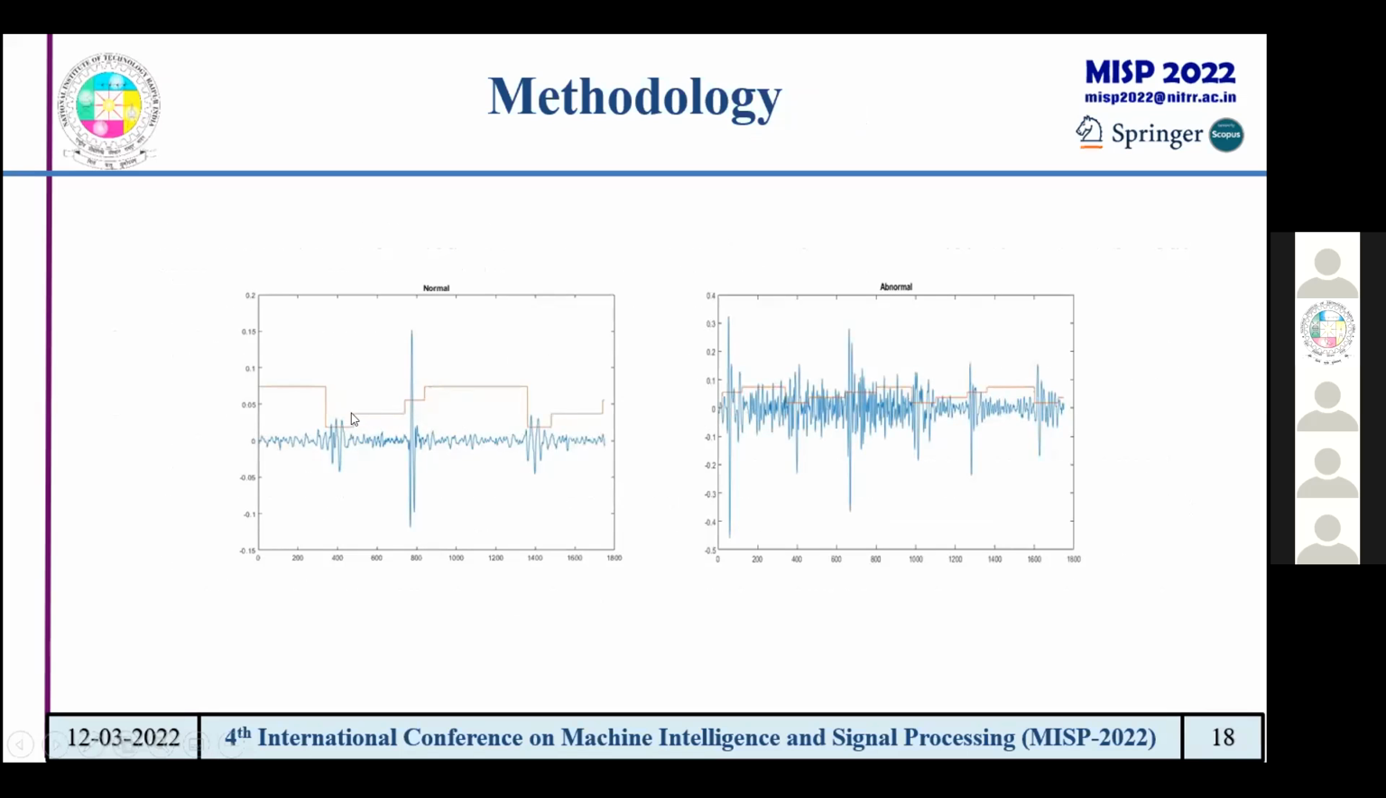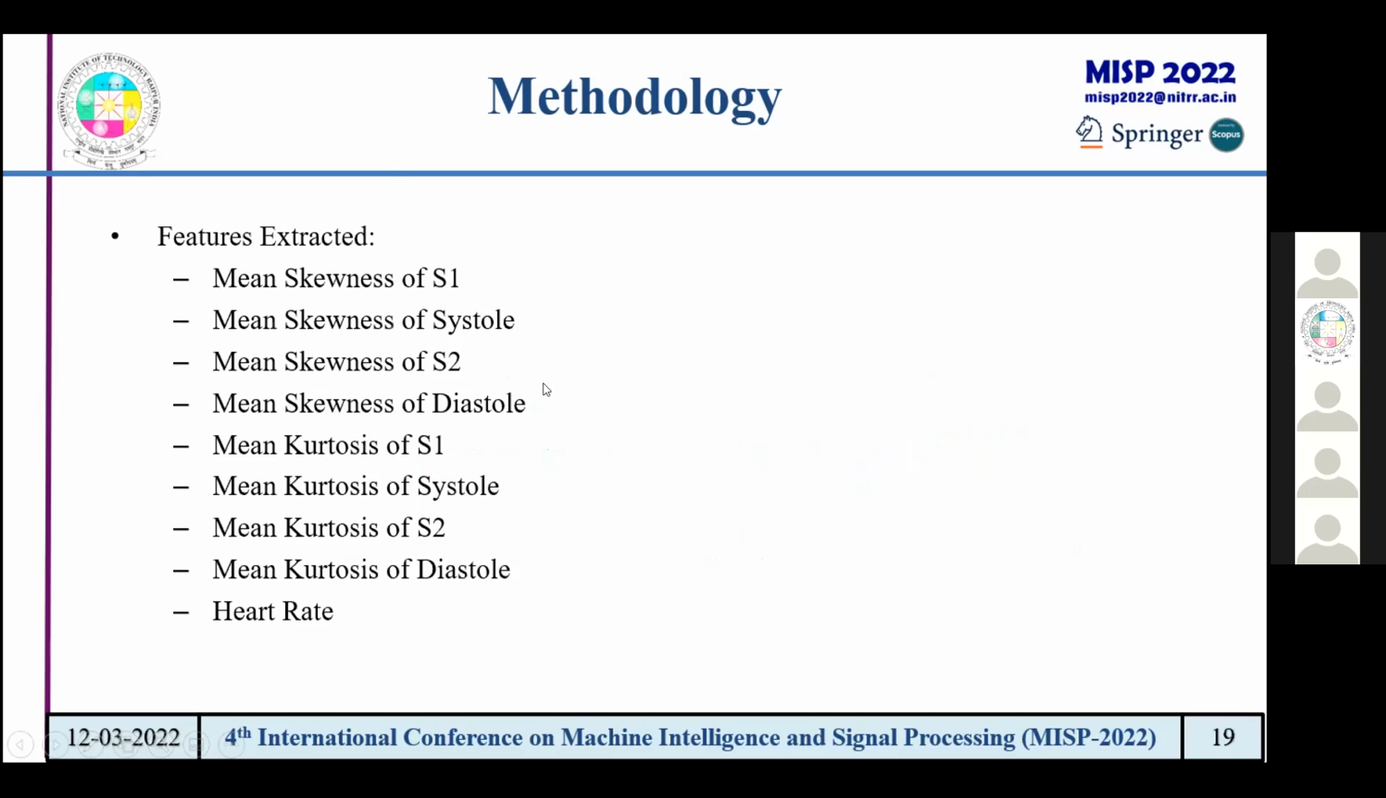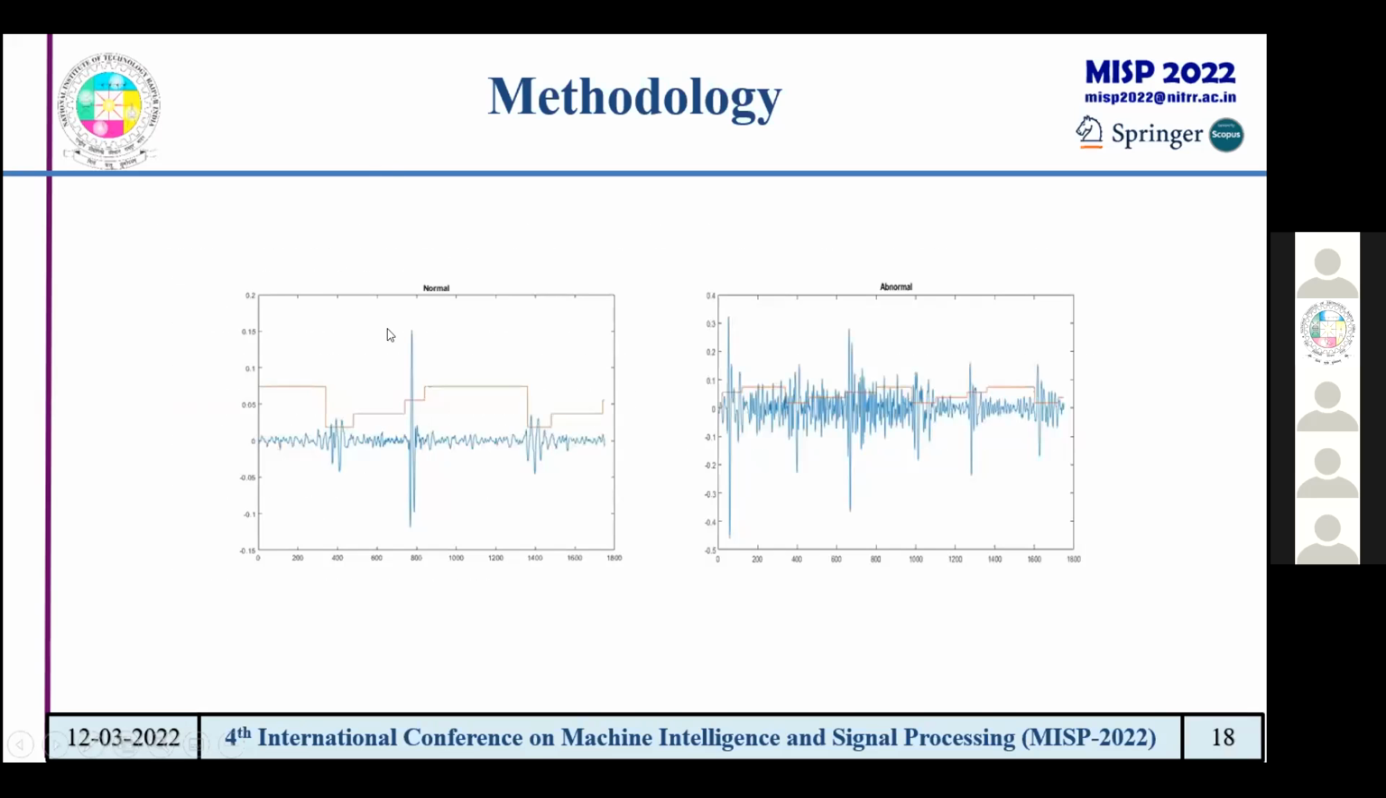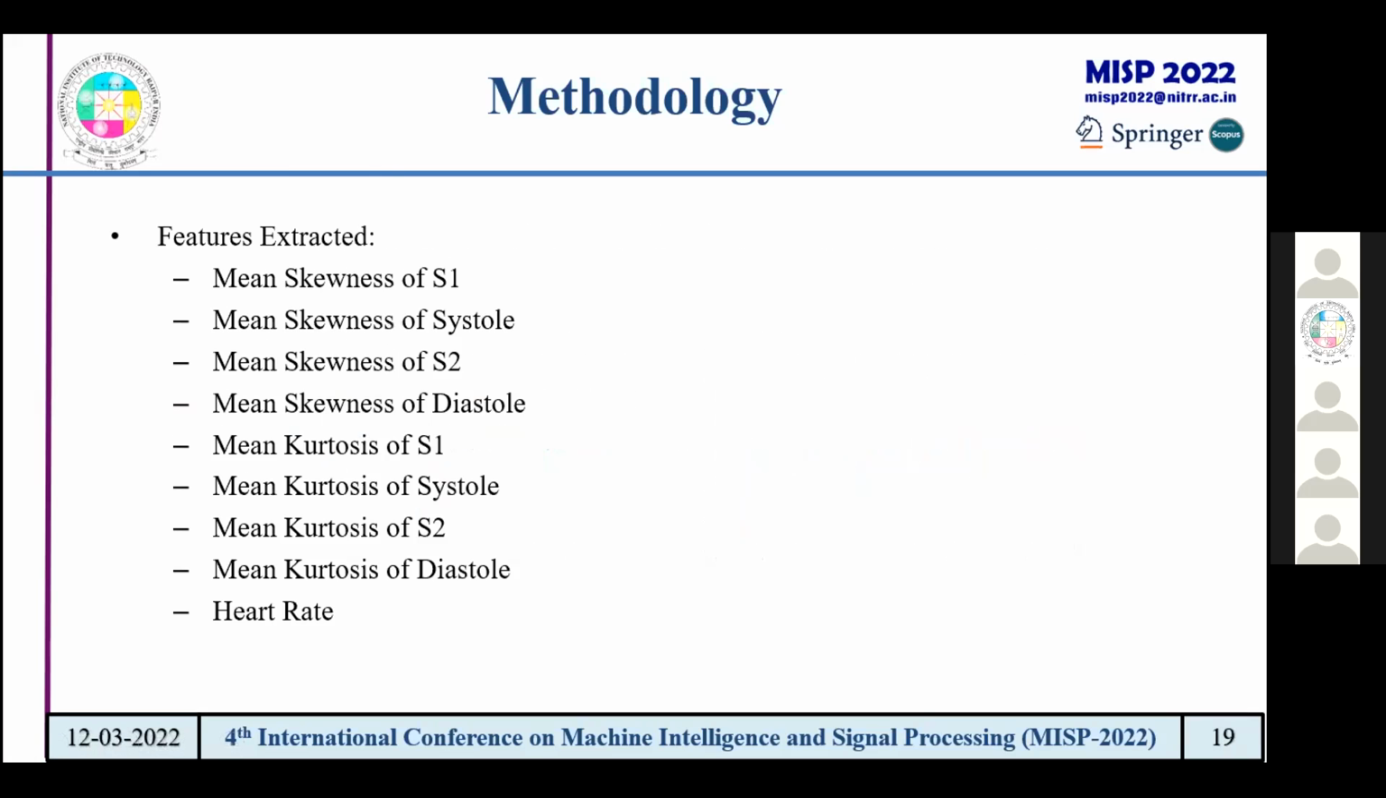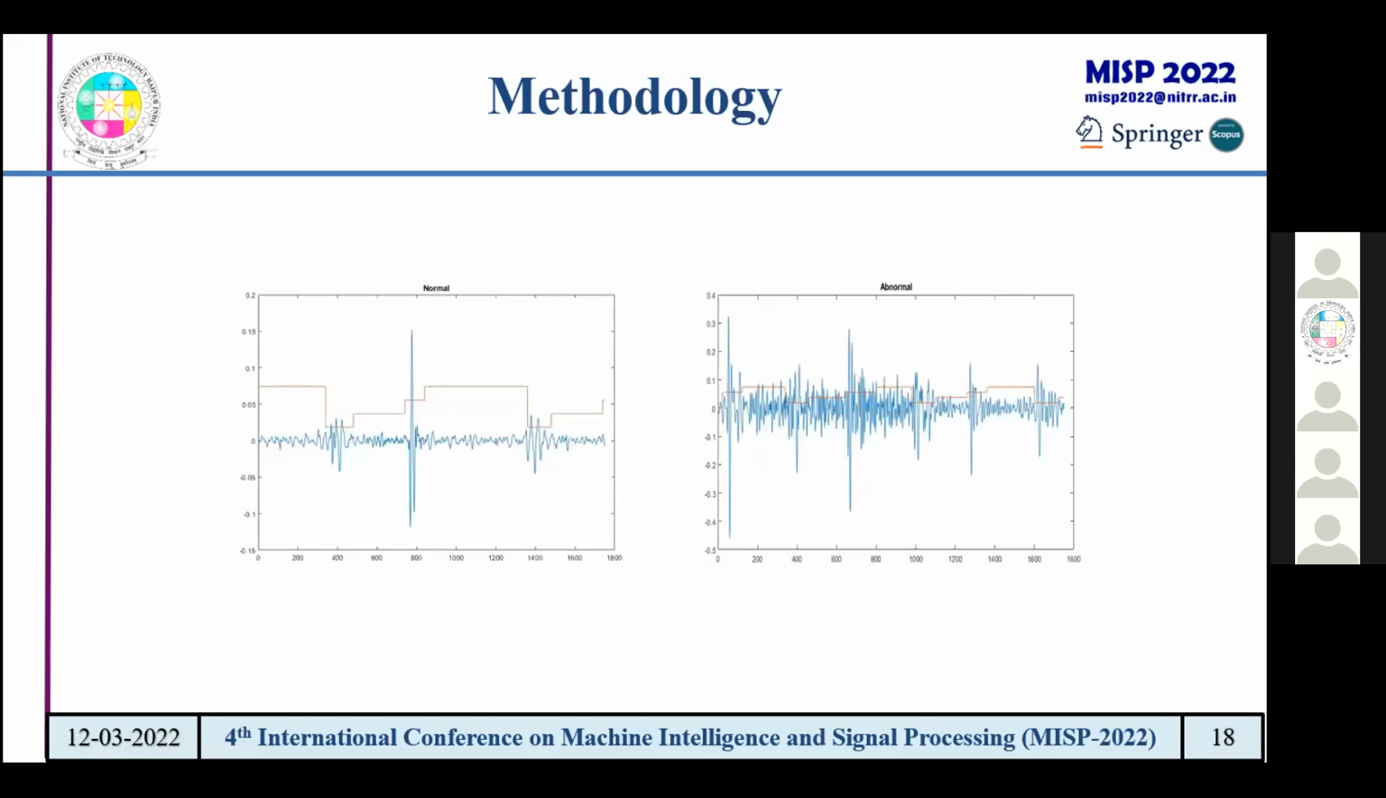The first stage is S1, the second stage is systole, the third stage is S2, and the fourth stage is diastole. This is an example of a normal audio heart signal, and this is an example of an abnormal heart signal. The features that I extracted are like the mean and skewness of S1. These are statistical features that I've extracted.